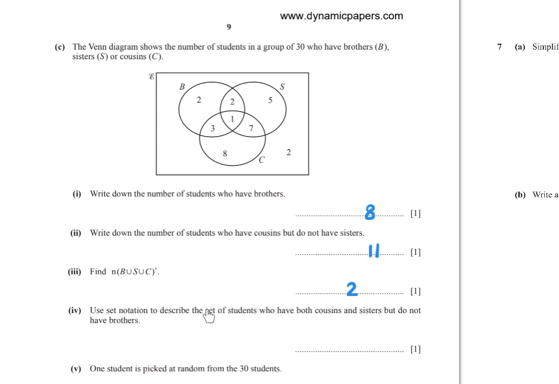Use set notation to describe the set of students who have both cousins and sisters but do not have brothers. Cousins and sisters, so this means C intersect S. And means intersect. But do not have brothers, so intersect not B. Because I'll choose the members, they don't have brothers. So outside B. So C intersect S intersect not B.